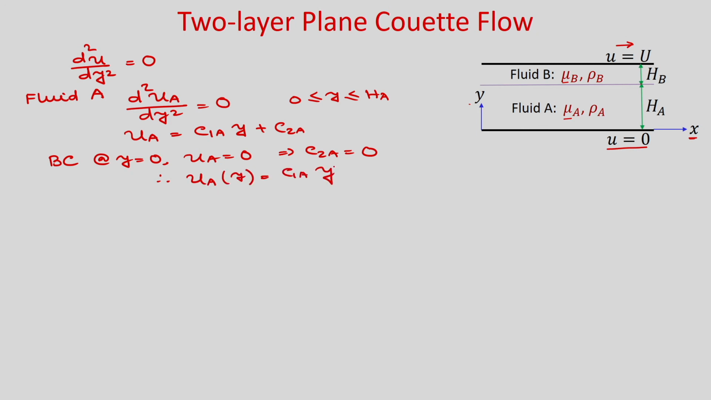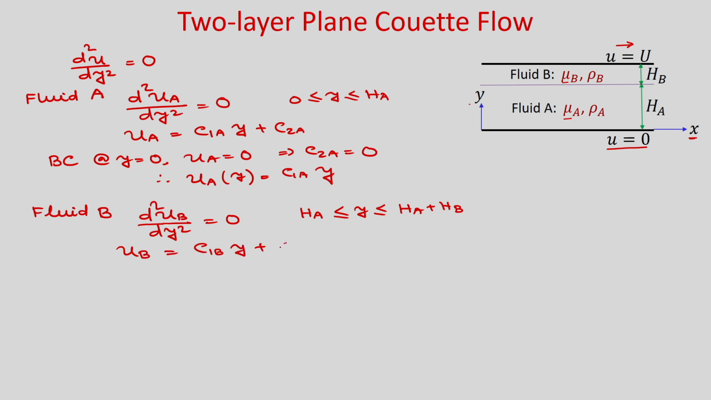Hence you will get u A is equal to C1 A y. Now, for fluid B, we can write the same governing equation, d2 u B by dy square is equal to 0, where u B is the velocity profile inside the domain for fluid B, and this is valid in the range h A to h A plus h B. So, we will get the velocity profile u B as C1 B y plus C2 B.